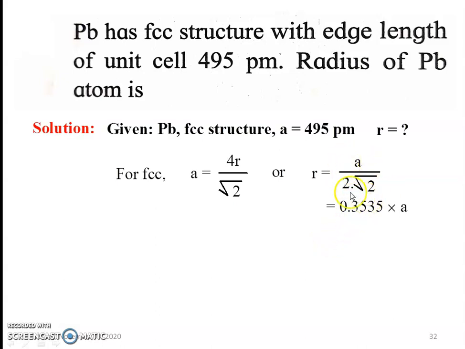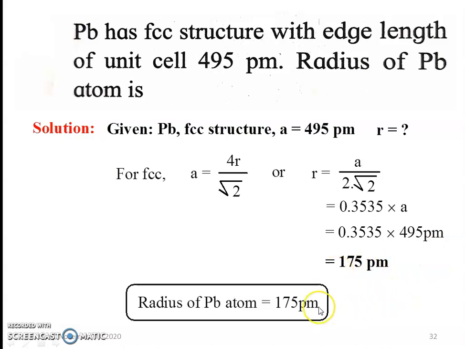First of all, find 1 upon 2 into root 2, which is equal to 0.3535. So r is equal to 0.3535 into a. Now we know the value of a, that is 495 picometer. So it is equal to 0.3535 into 495 picometer, which is equal to 175 picometer, and therefore the radius of the lead atom is 175 picometer.